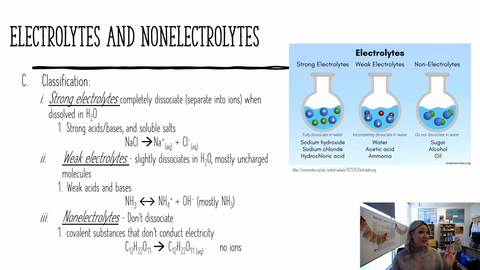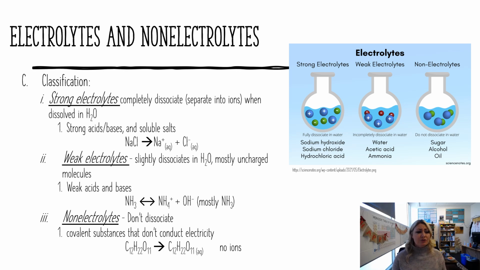Now that we know that electrolytes conduct electricity in water and non-electrolytes don't, let's get into classification of substances based on those definitions. So you can have strong electrolytes and you can have weak electrolytes. And they're very similar to how we talk about strong acids and weak acids.